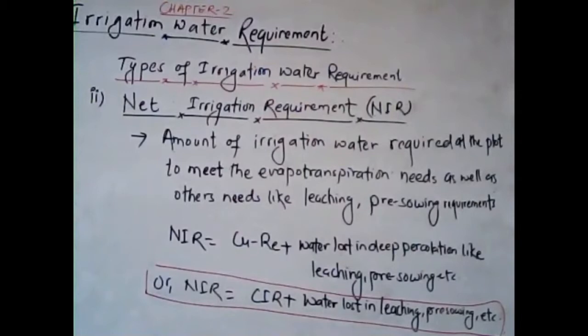So net irrigation requirement can be given by consumptive use of water minus effective rainfall plus water losses in deep percolations like leaching, pre-sowing requirement, etc. And this Cu minus Re is what? It is the crop irrigation requirement. Okay, so it is the consumptive irrigation requirement that was determined in the first type of irrigation water requirement. So NIR can be given as consumptive irrigation requirement plus the water lost in the different field making processes like leaching, pre-sowing, etc.